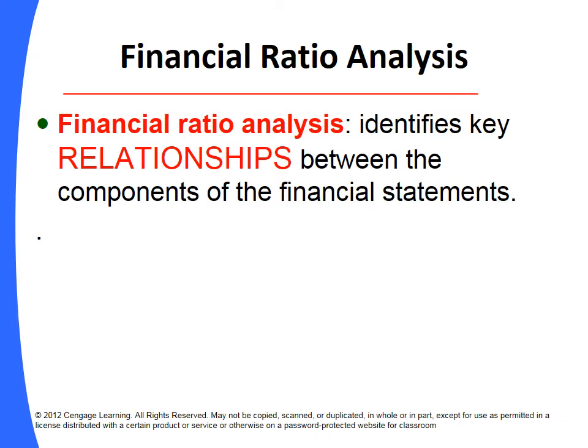It's like a batting average. You would compare one baseball player to another based on their batting average. So we will compare a company like Starbucks to another similar company. Lowe's might be compared to Home Depot. Walmart is frequently compared to Target. So financial ratio analysis looks at relationships.